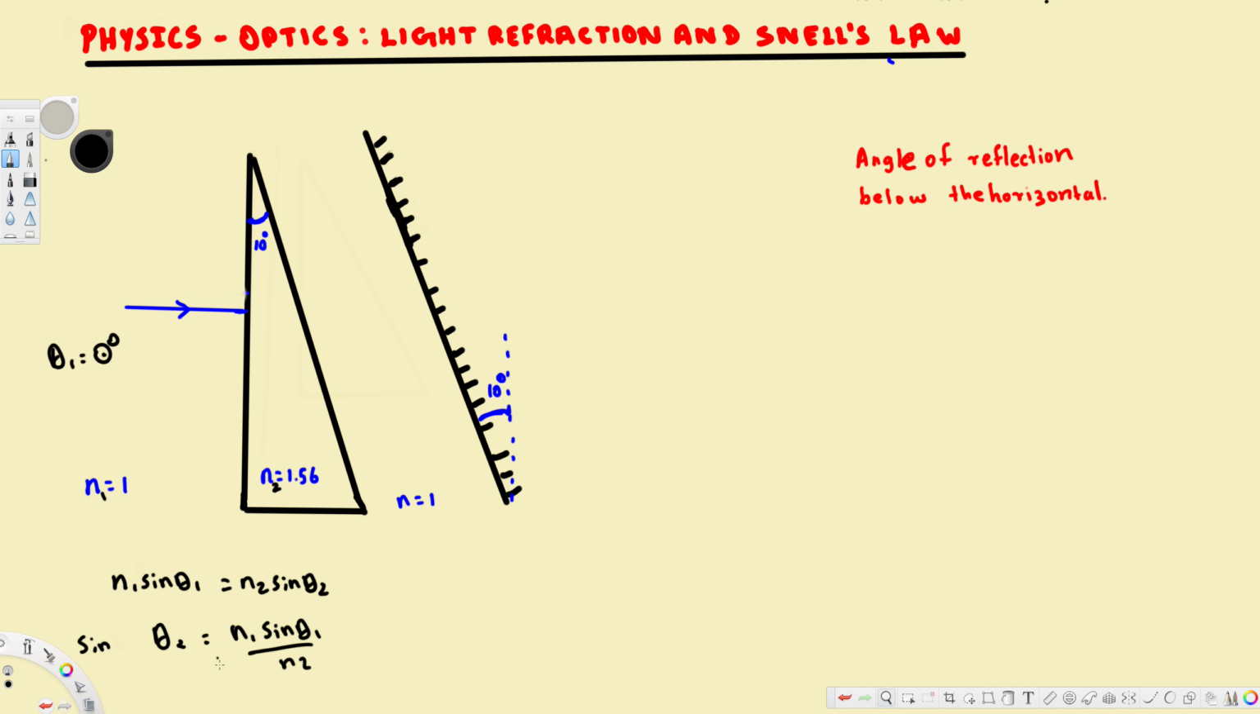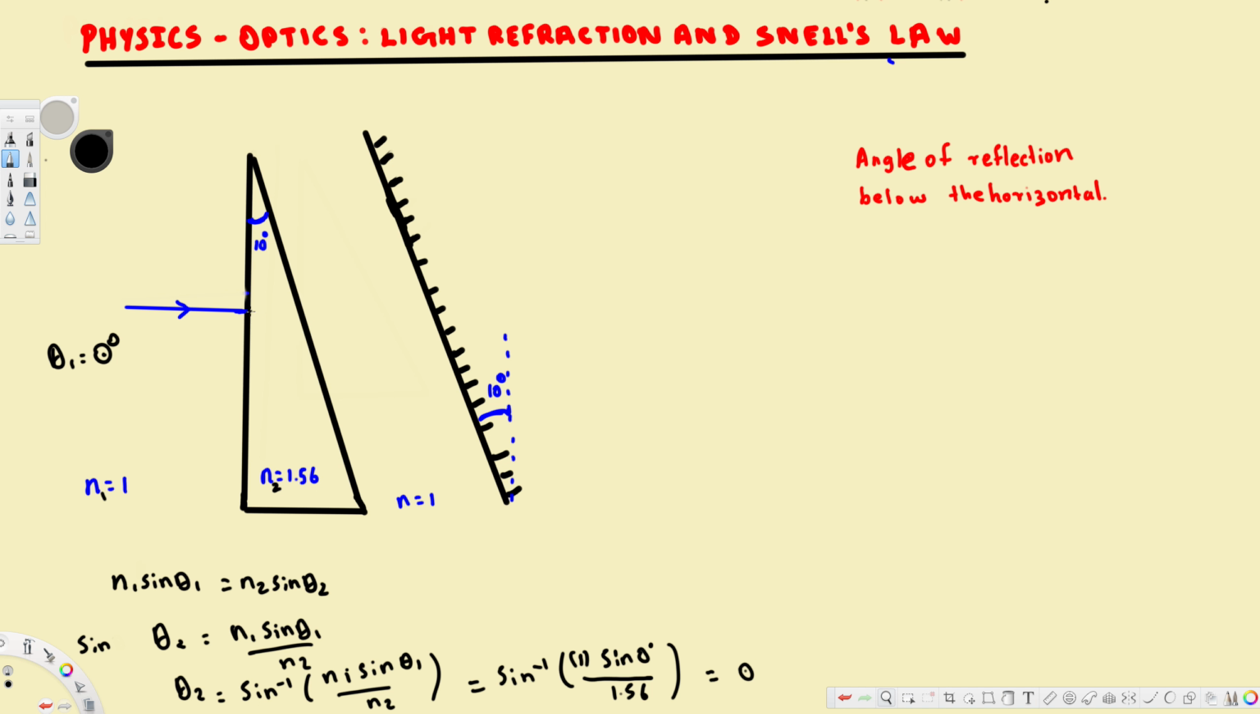Since we are trying to find theta 2, we can bring the sine to the other side. So theta 2 is going to be sine inverse of n1 sine theta 1 divided by n2. Now let's go ahead and plug in the values. n1 is the index of refraction of the air, that's 1, and theta 1 is the incident angle, that is 0 degrees right here. So this is going to be sine 0, divided by the index of refraction of the prism glass, that is 1.56, and we know that sine 0 is 0, so that's going to make the whole thing 0. Sine inverse 0 is also 0, so theta 2 is going to be 0 degrees.